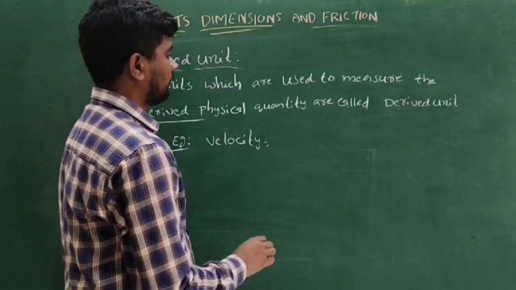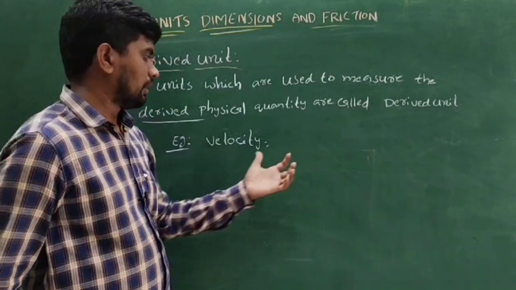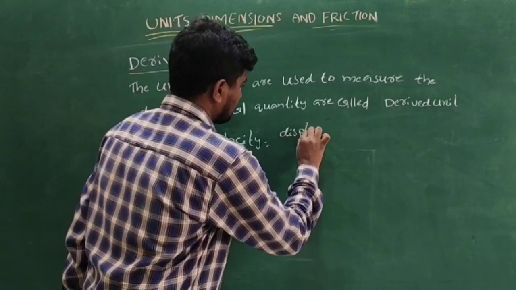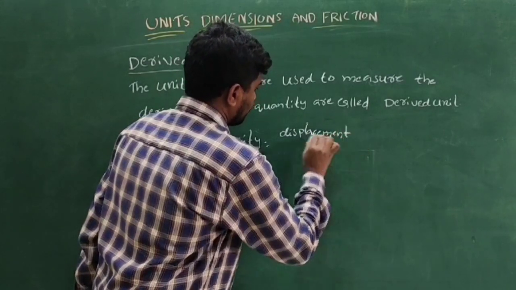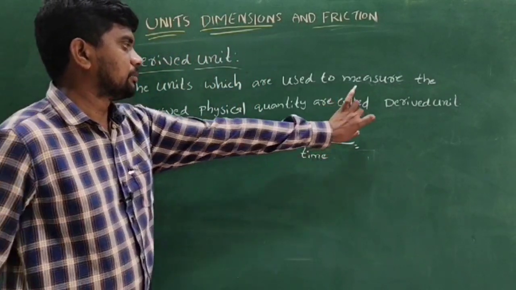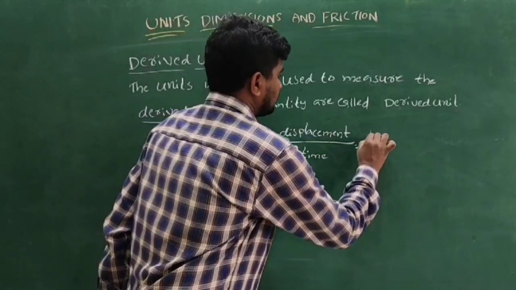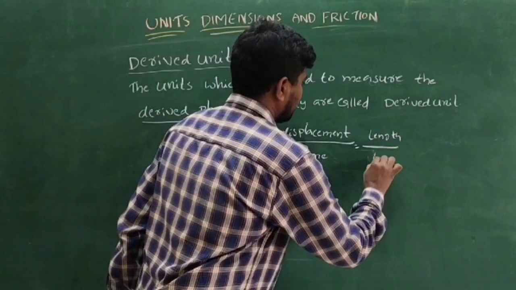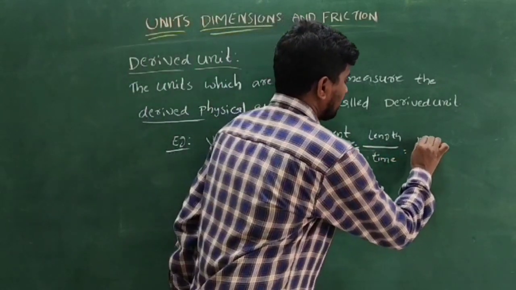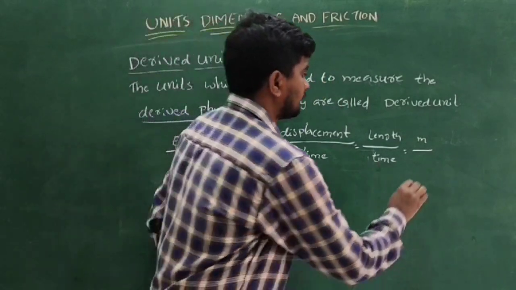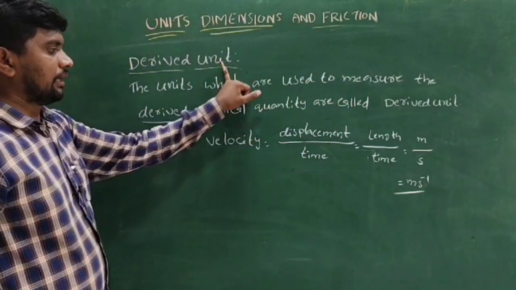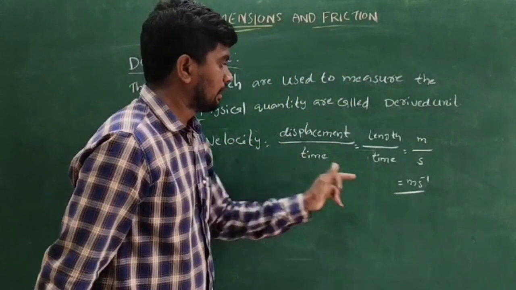velocity is displacement by time. The rate of change of displacement is called velocity. Displacement by time. Displacement means length, so it is length by time. The SI unit of length is the meter, symbol m. Time is the second. So meter per second is the derived unit, the SI unit of velocity.